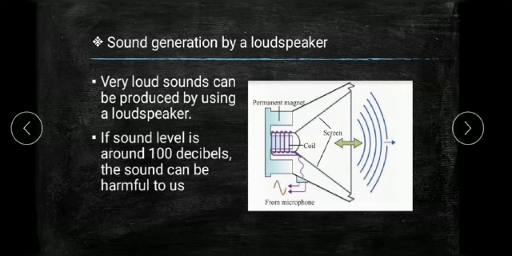The frequency and the amplitude of the motion of the coil depends on the variation in the current through the coil. As the coil moves, the conical screen also moves back and forth. The vibration of the screen produces sound waves in air. Very loud sound can be produced by changing the current.